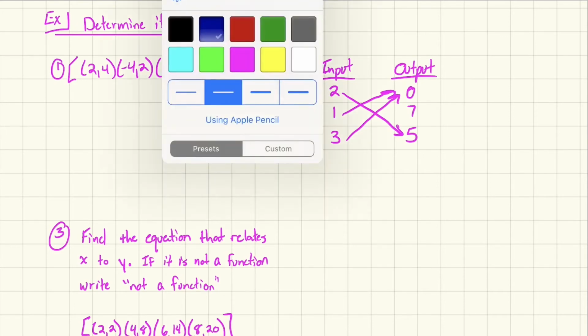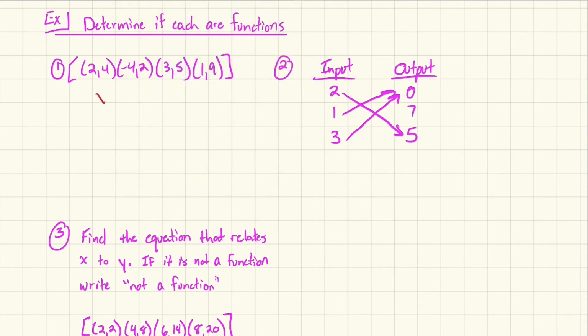Makes it nice and simple. So we'll start with our x values. We have 2, then we have -4, then we have 3, then we have 1. It's important to take a look and make sure that nothing repeats. We can't have repeated numbers in there, right? Because if we do, we need to erase one of them.